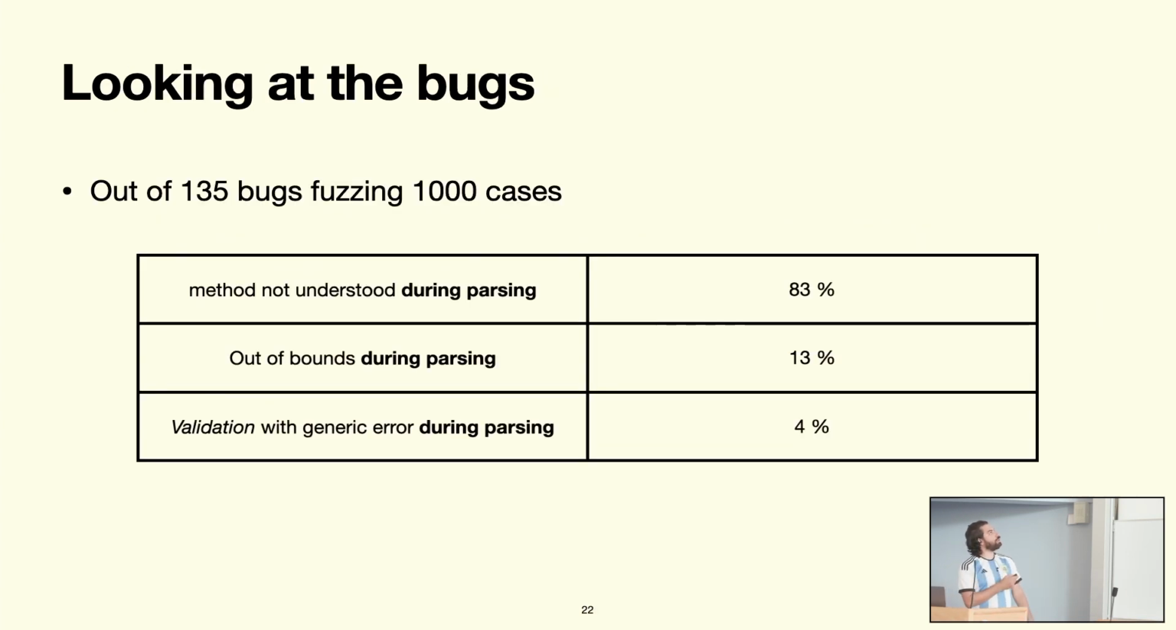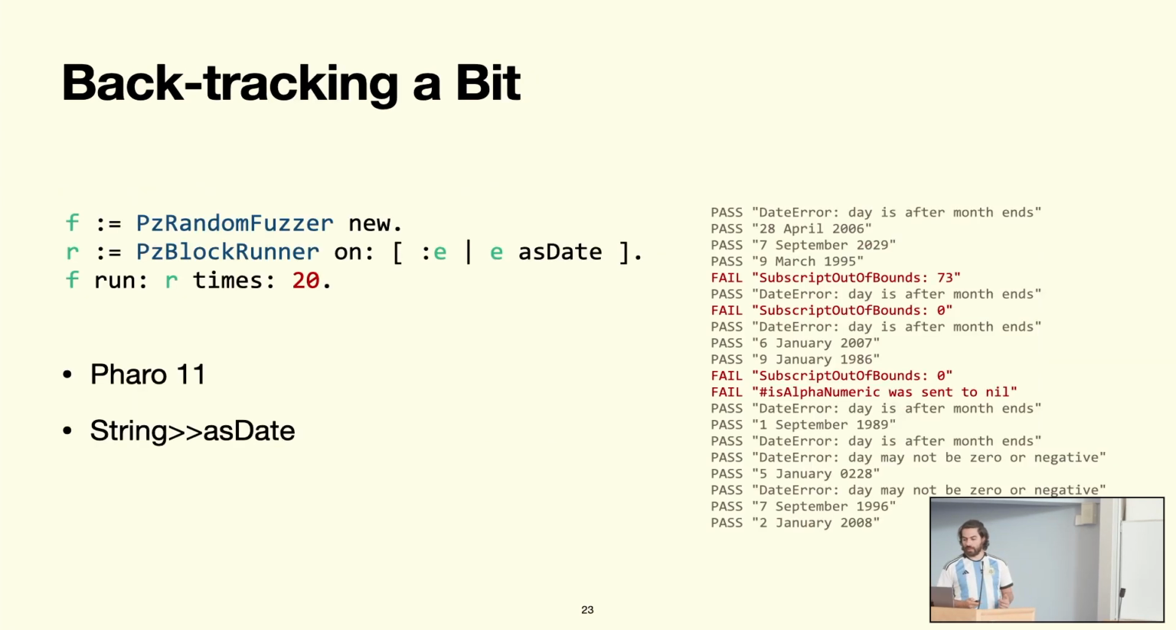If we take a look at the bugs that we find, here I did it, for example, for 1,000 cases. We have the same method not understood that we found before. We have the same out of bounds that we found before, and we have some other validations with generic errors, so some other new errors appear there that we didn't have before. Okay. Now we can fuzz stuff. We can generate inputs. That's interesting to discover bugs that we didn't think about.